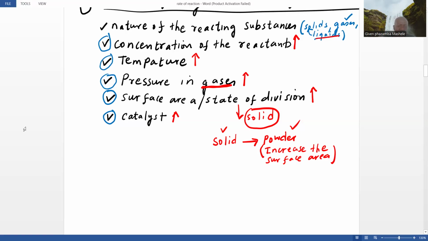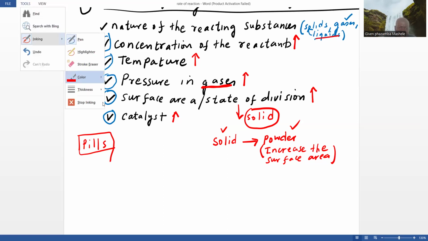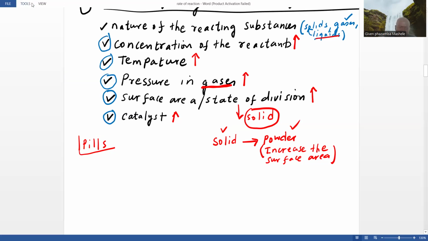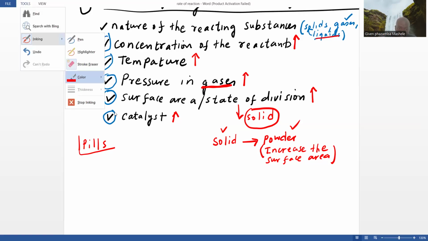Let's talk about a case where we have two pills. Let's talk about grandpa. Let's compare two grandpa medications. One is in powder form and one is solid, and we assume they have the same mass. Their masses are actually the same.